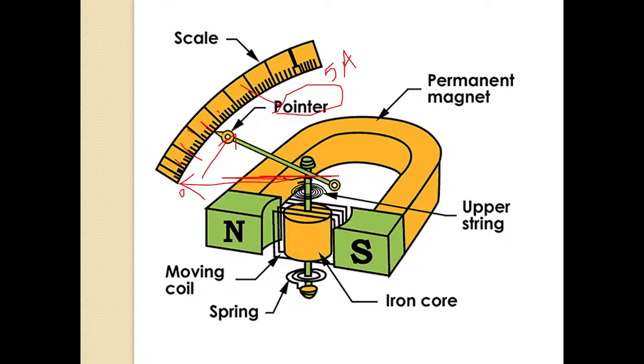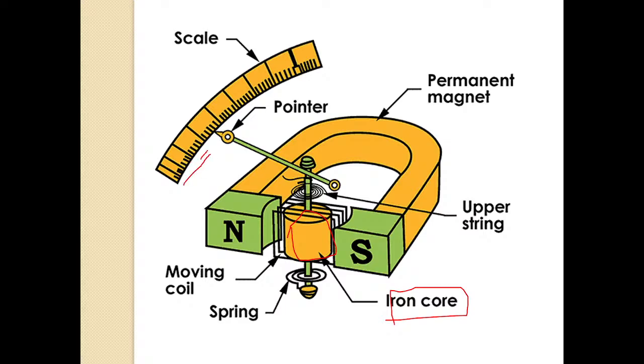So the deflecting torque, when the coil is rotating, automatically what will happen? The pointer will also move from its initial position, from 0 position. So the deflecting torque that is induced here will increase due to this iron core. And the instrument will be more sensitive because of the presence of this iron core.